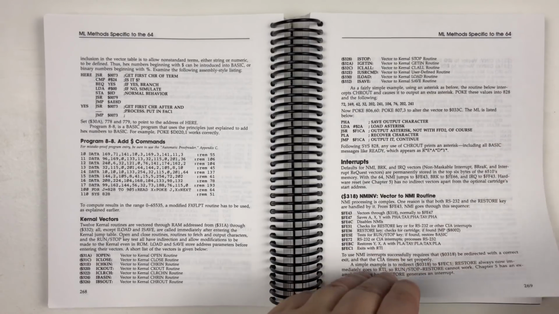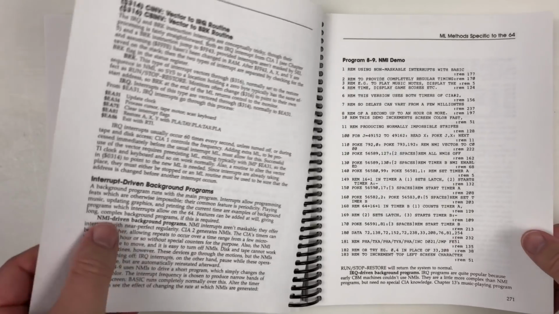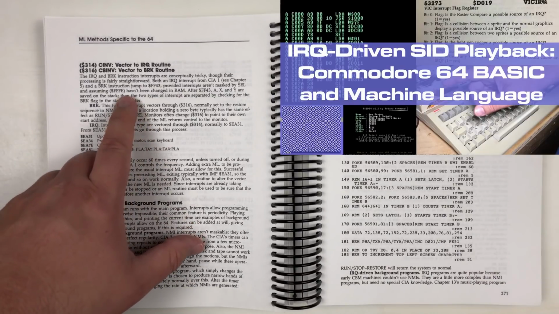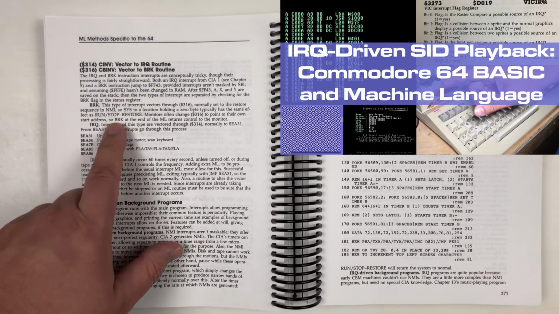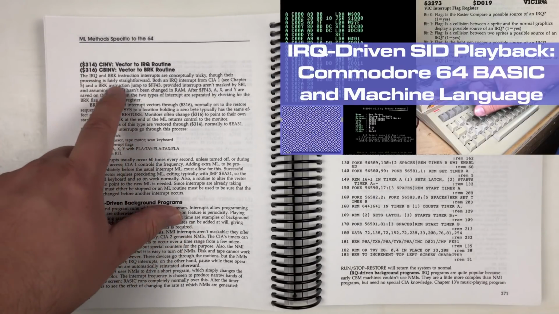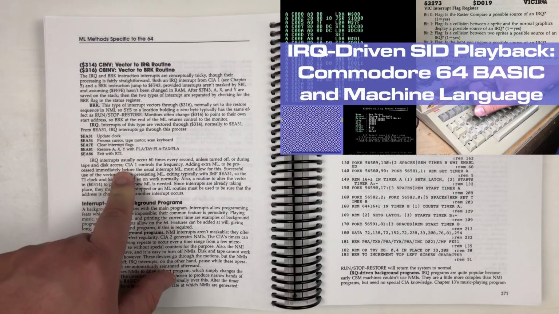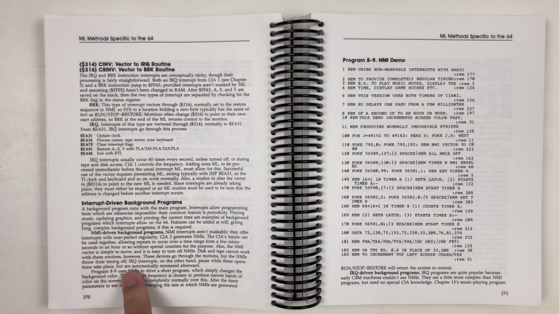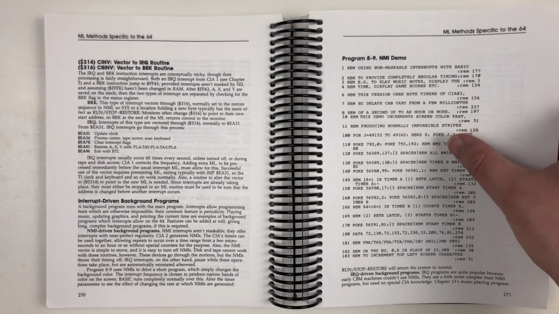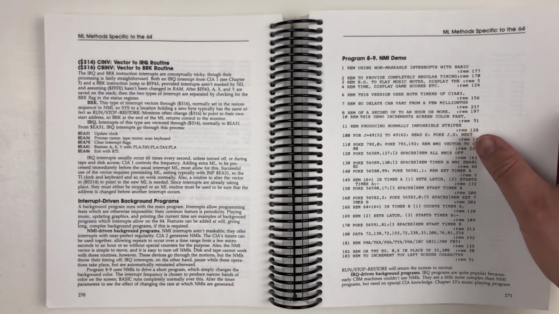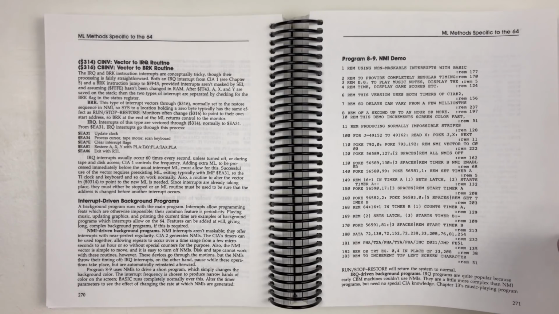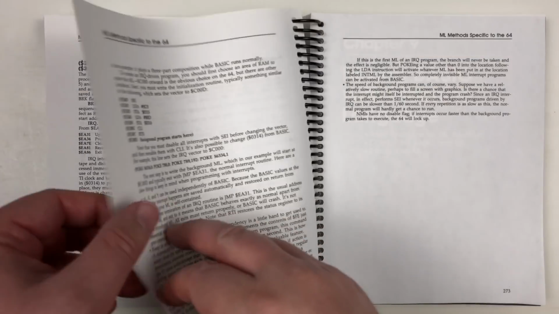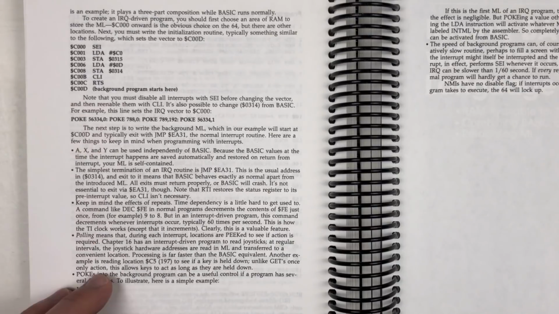Interrupt vectors. And we've dealt with that in that music playback. I did an episode about music playback, and we intercepted these vectors to make the music play while BASIC was running. Oh yeah, that's what he's got here. Interrupt-driven background programs. Gives a little example of them. Produces normally impossible stripes. Oh, sometime I should type that in and try that. Okay, it gives some instructions on it here.